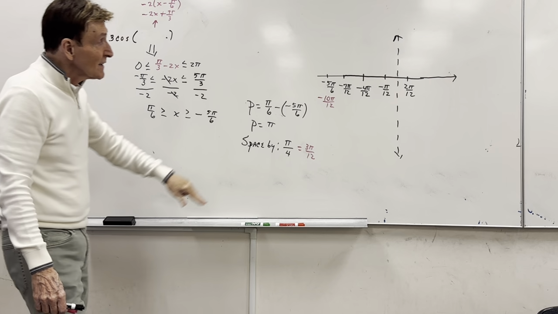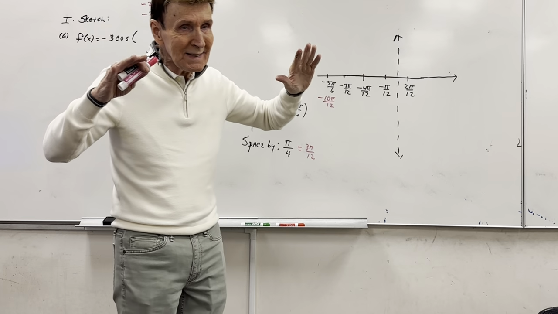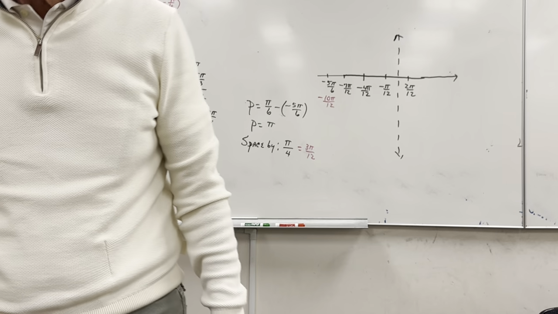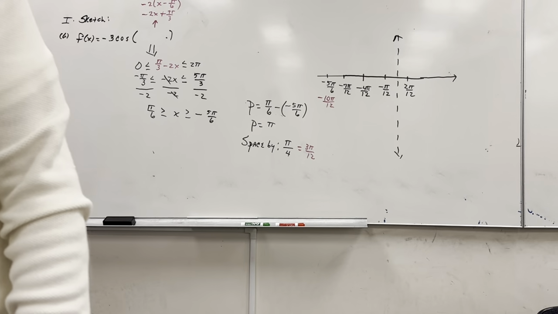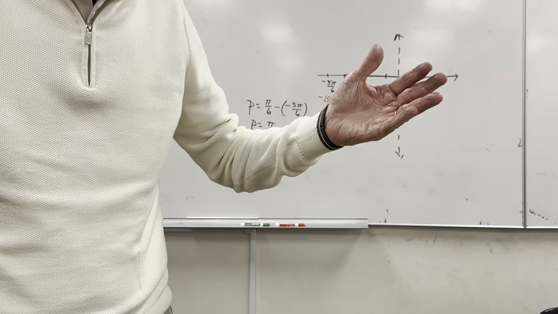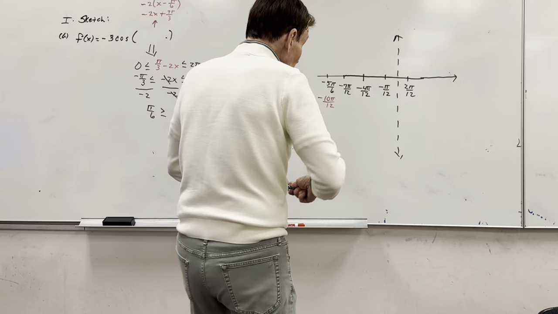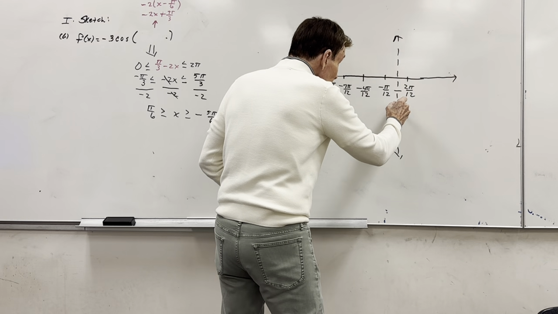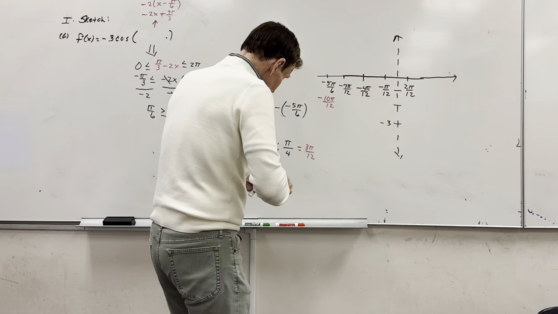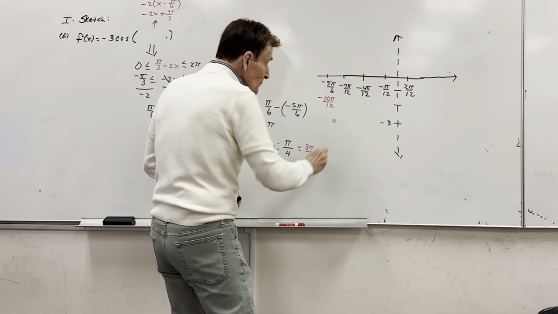Now, here's the beginning. Does anyone recall what the cosine parent graph did at its beginning? Where was it? What number was it? 1. This one should behave like this, except it should be flipped over and stretched by 3. So I'm going to do this, guys. Anything green, if this green marker will work, is it going to start here? Yeah. And -3.